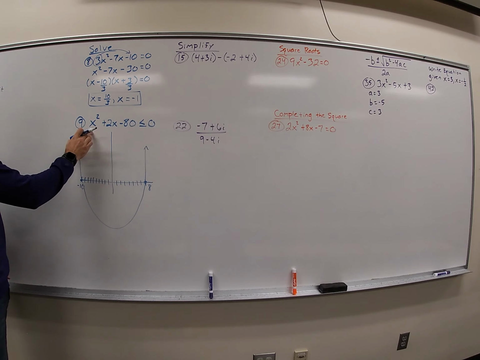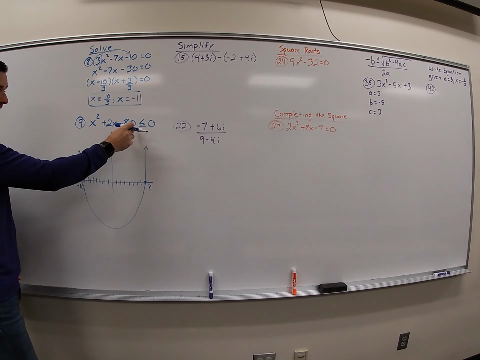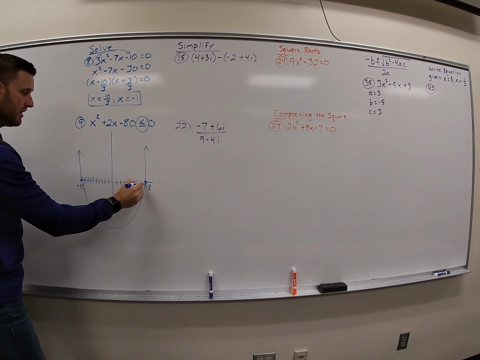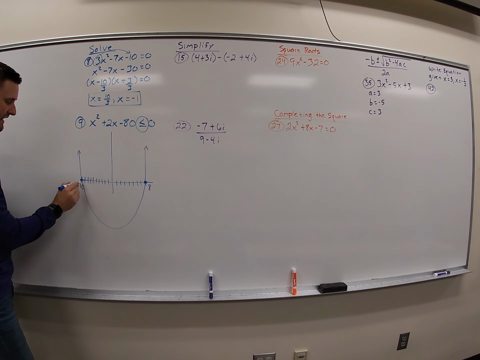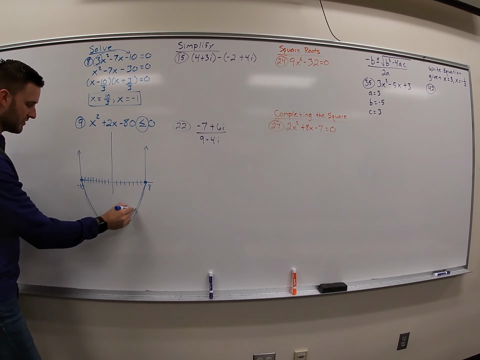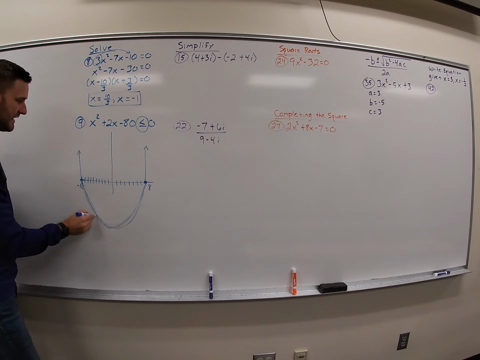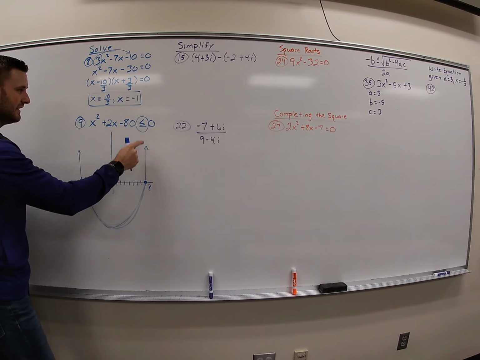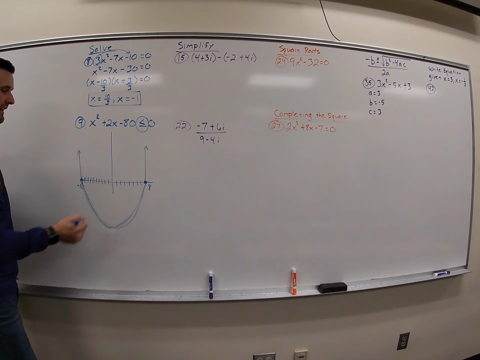For number 9, if you were to plug this into your calculator, you would see that it's an inequality symbol, so less than or equal to, meaning it can be on the line, and it can be everything underneath the line. So it's all of this. We're trying to say, hey, where's our graph underneath, less than, underneath that x-axis, or equal to that x-axis.